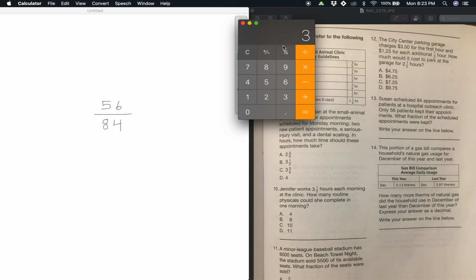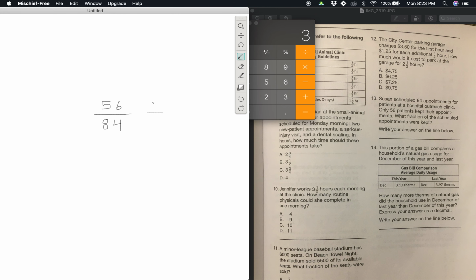Okay, so half of 56 is 28, so we know 28 goes into 56 two times. And we also know that 28 goes into 84 three times. Okay, so 2/3 is your answer for that one.